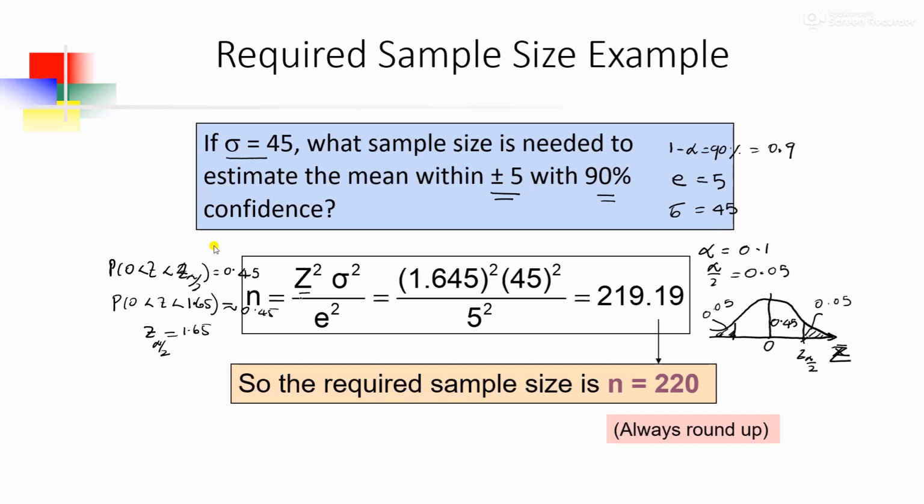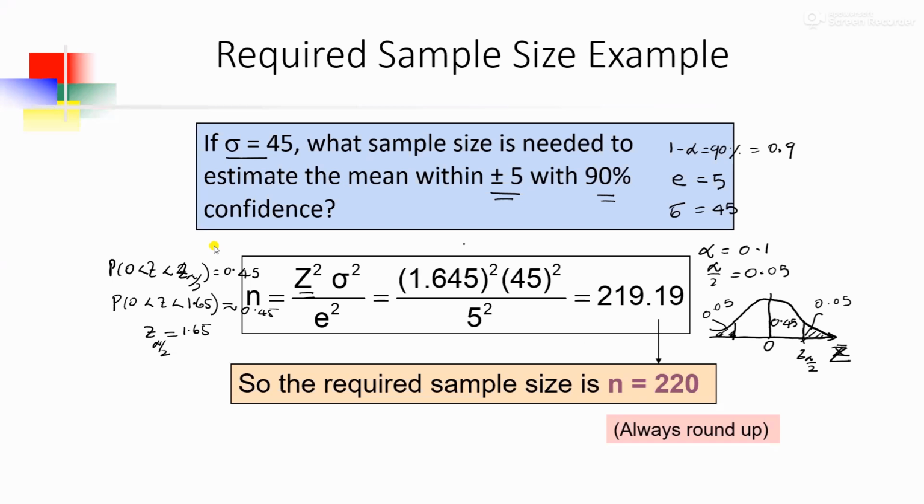So that is 1.65 squared. Then sigma is 45 squared, and E is 0.5. That is 219.19. Always we have to round up to the next integer, right? Because it's a sample size. So round up to the next integer, that is 220. Don't round it down, because we need 219.19. So it is better to round up to the next integer. So the required sample size is 220.